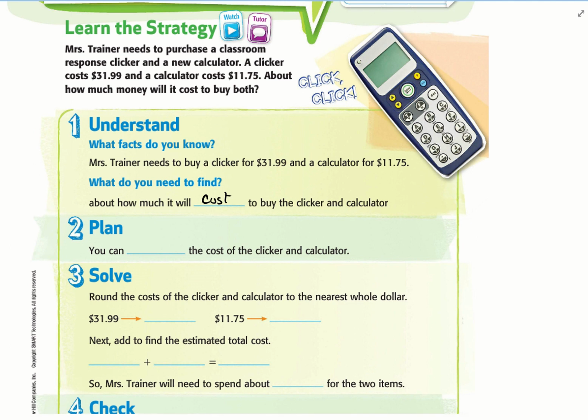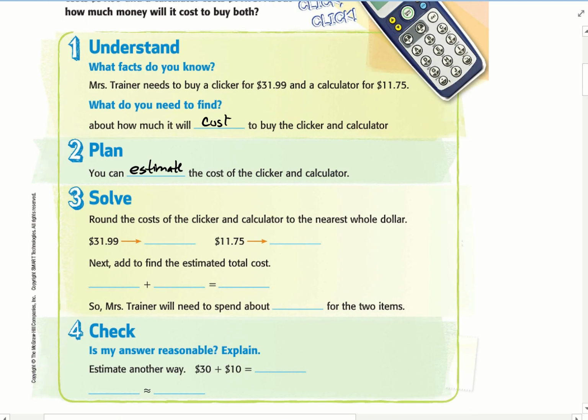So number two, plan. You can estimate the cost of the clicker and calculator. So if I'm solving, this is round the cost of the clicker and calculator to the nearest whole dollar, so the nearest whole number. Remember, whole numbers are without a decimal or fraction. So we are going to have $32, and this is going to estimate to $12, because $31.99 is way closer to 32 than it is to 31. Same with $11.75, that is closer to 12 than it is to 11.